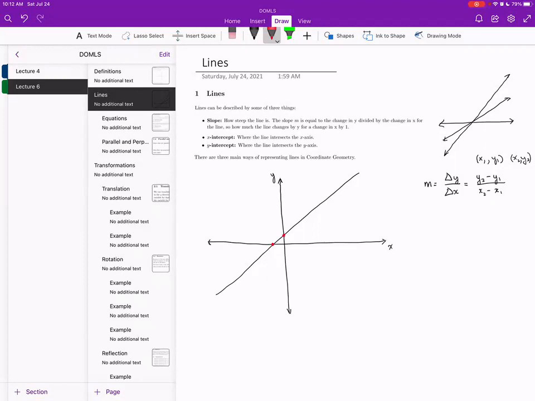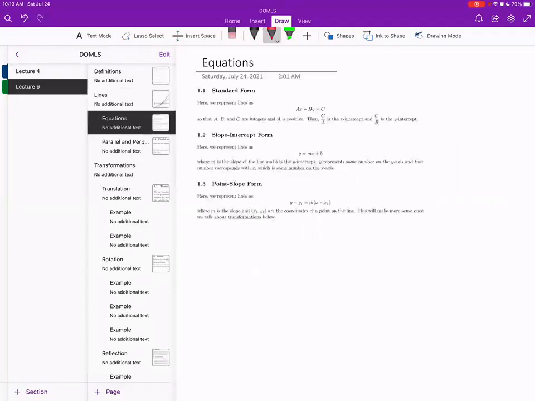So these 3 things are important for our next equations for lines. So let's discuss how we would write equations for lines. So we have 3 different ways that we generally use to represent lines. The first is something called standard form. So here we would represent lines in this form, ax plus by equals c.